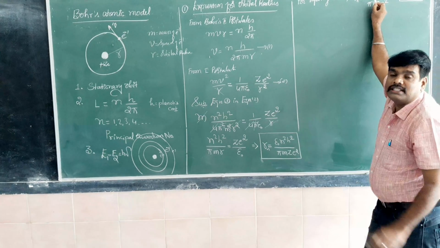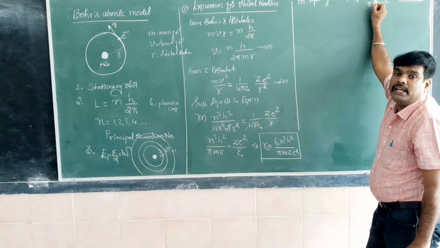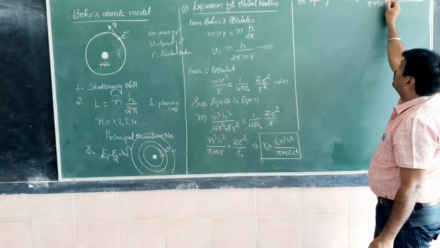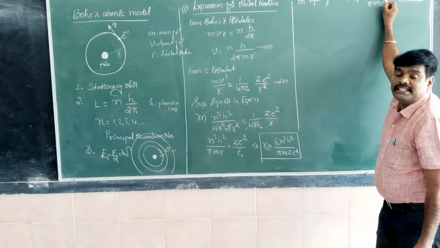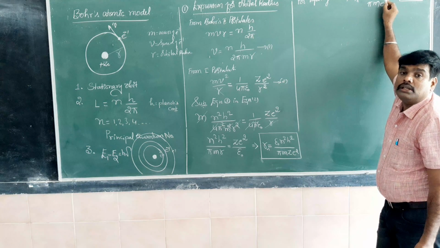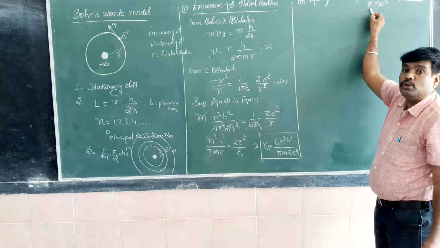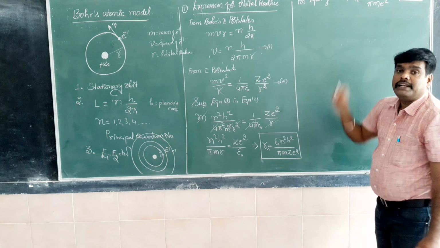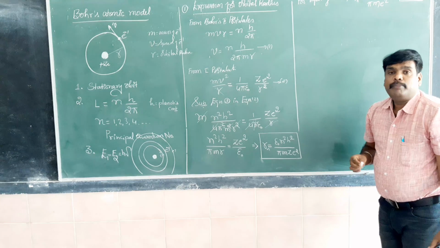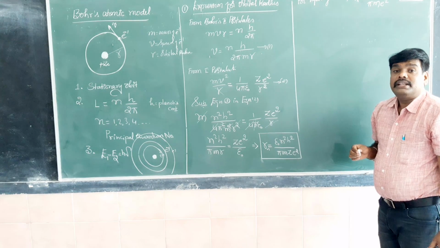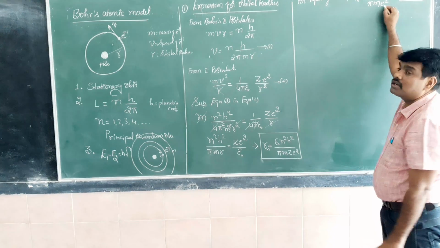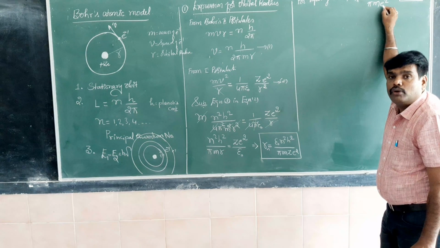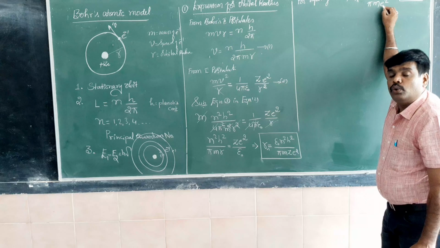Epsilon naught is a constant value, the permittivity, 8.854 into 10 to the power of minus 12. h is a constant, 6.63 into 10 to the power of minus 34 joule second. Pi, you know, is 3.14 or 22 by 7. m, the mass of the electron, is also constant, 9.1 into 10 to the power of minus 31 kg. And the charge of the electron is also constant, 1.6 into 10 to the power of minus 19 coulomb.